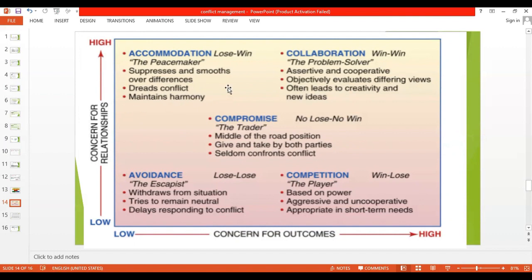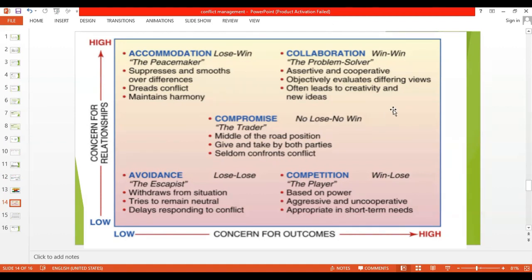Next is accommodation. Accommodation is a lose-win situation in which one person accommodates the other at his or her own expense, but often ends up feeling angry and resentful. The differences are suppressed or played down while agreement is emphasized. So this strategy is used to maintain harmony.